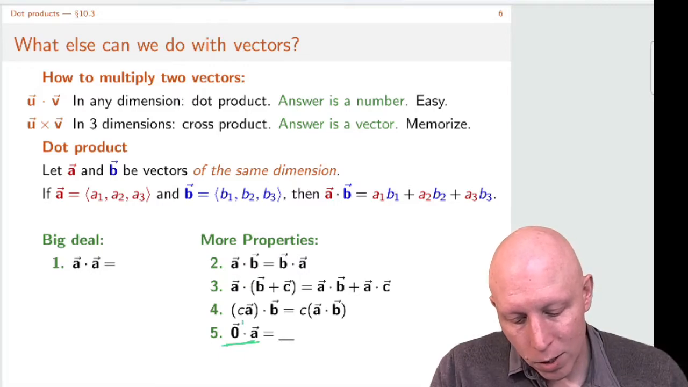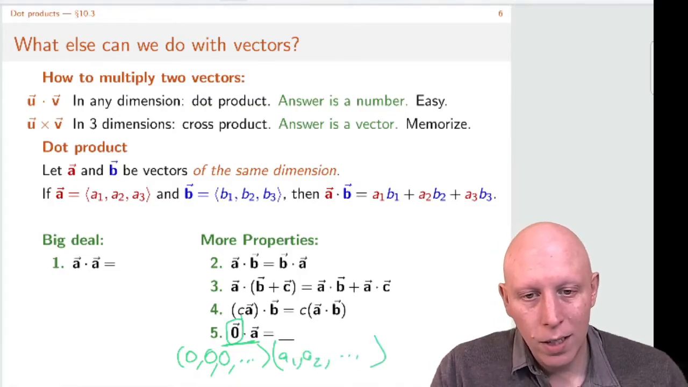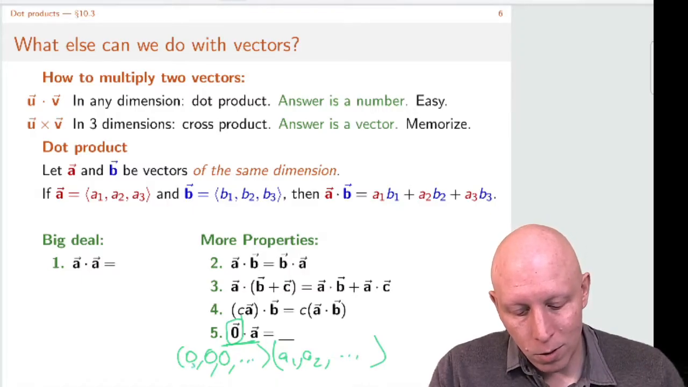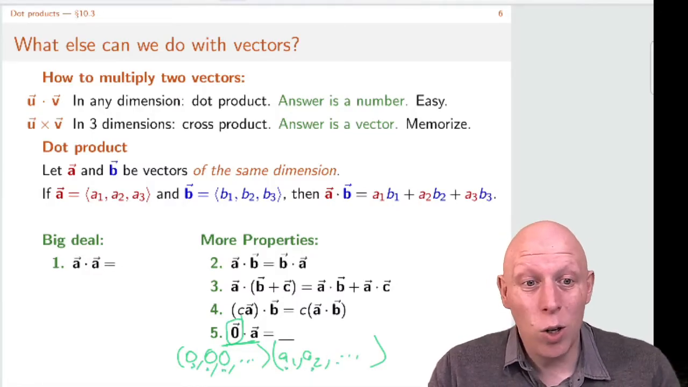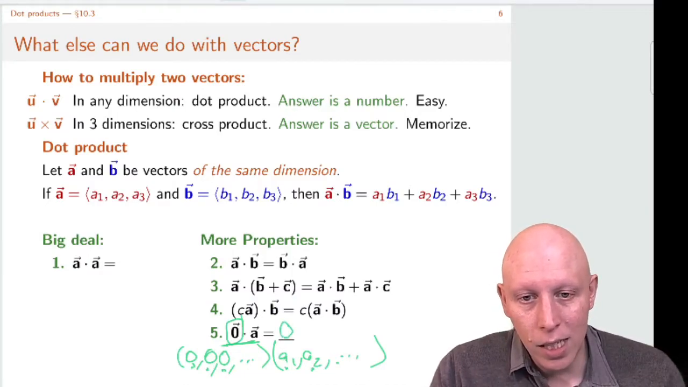Right, so this is the 0 vector. And what does the 0 vector look like? It looks like 0, comma 0, comma 0, comma dot dot dot. And the A vector is A1, A2, dot dot dot. If we multiply those together pairwise, we get 0 times A1, 0 times A2, 0 times A3, and you get a whole bunch of zeros. You add them all together, so the dot product is 0.